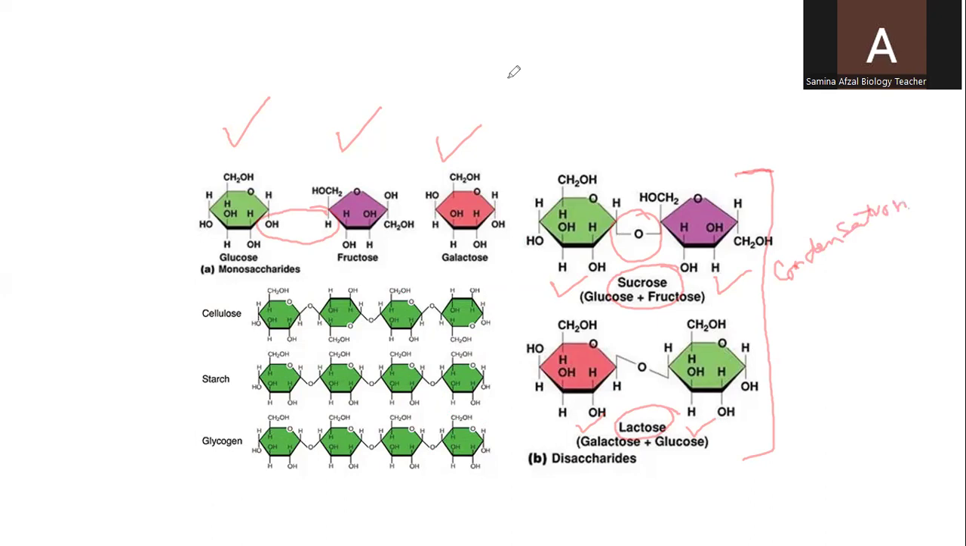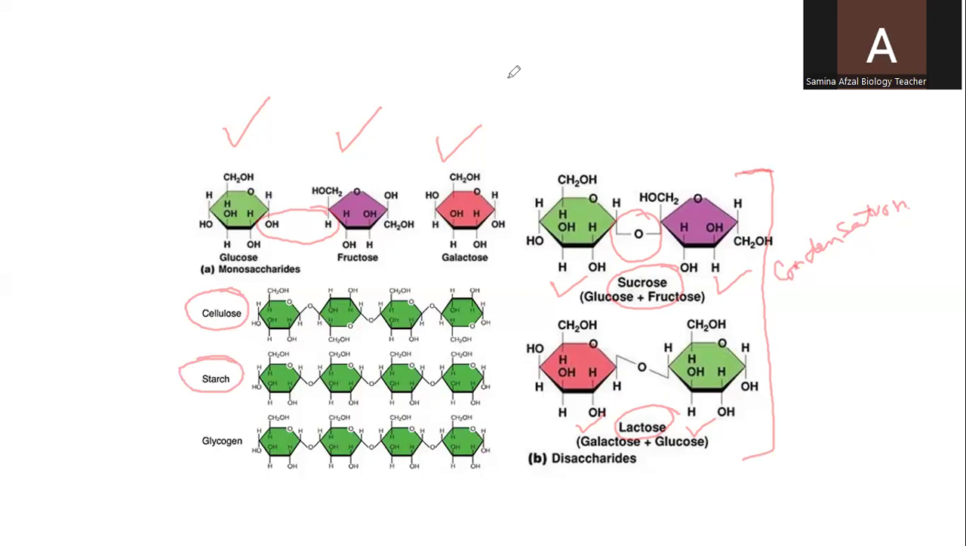The same is the case when polysaccharides are formed. Cellulose is an important part of plants, as cellulose fibers make up the plant cell wall. Next is starch, the second type of polysaccharide, which is also made up of many glucose molecules.